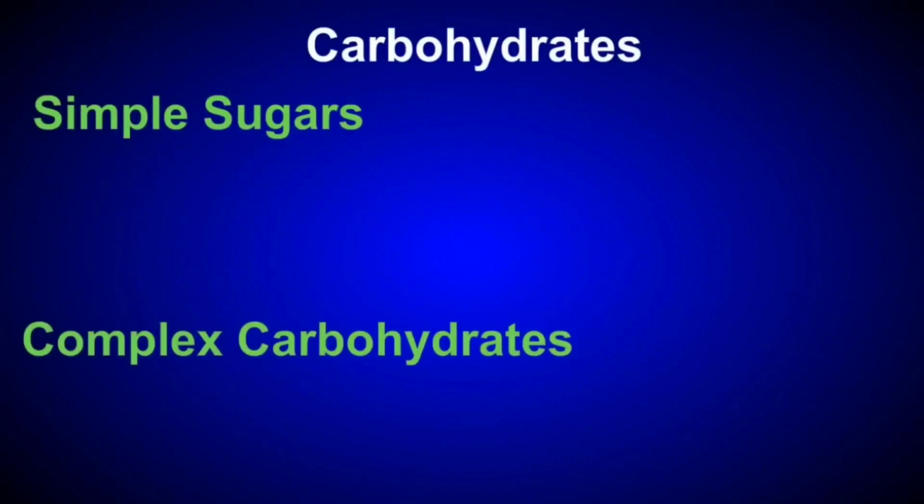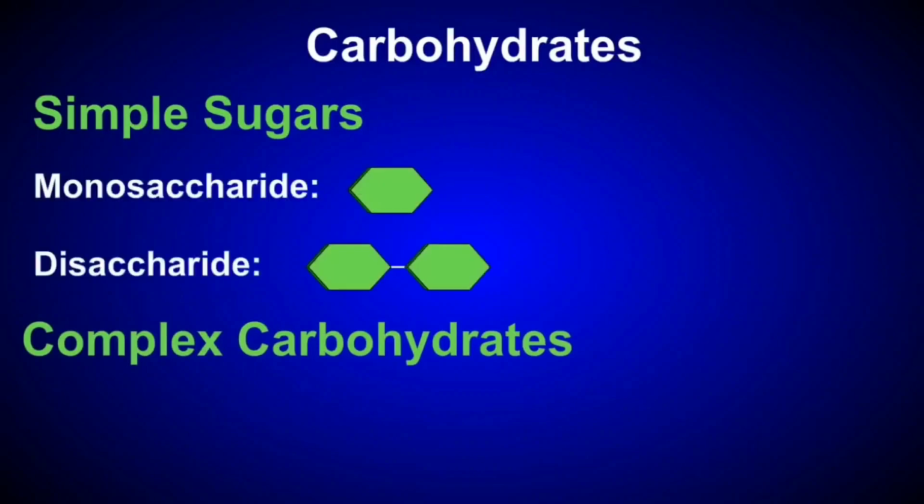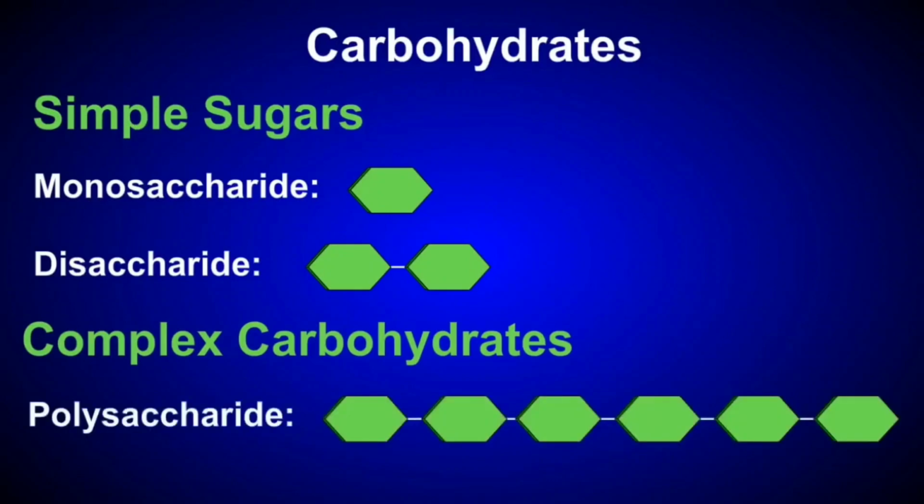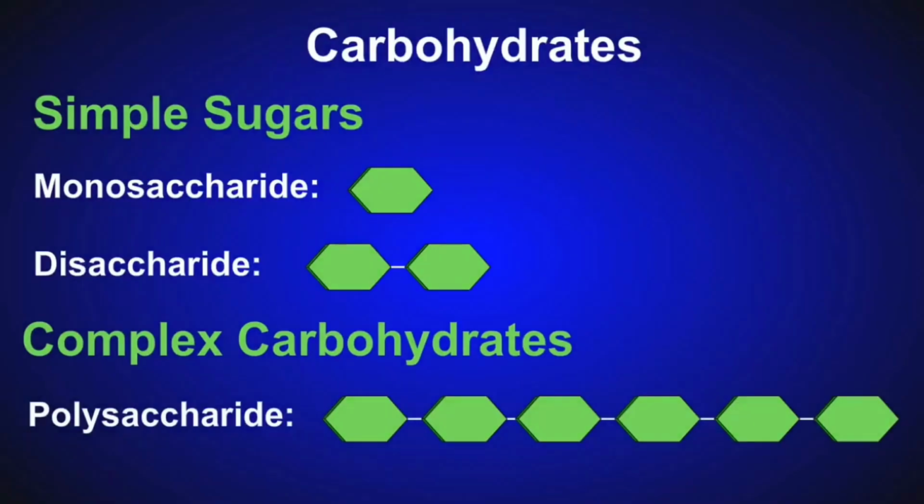Often, we refer to carbohydrates as being either simple sugars or complex carbohydrates. Monosaccharides and disaccharides are commonly referred to as simple sugars. The term complex carbohydrates refers to polysaccharides.